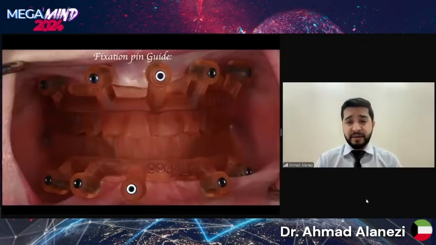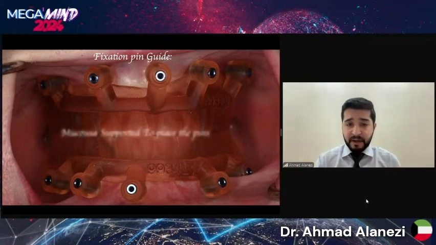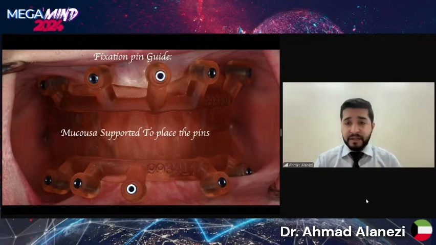So this is the fixation pin guide on the day of surgery. This is a mucosa-supported guide just to place our fixation pins. But we also have to realize that we need to replicate the occlusal scheme of the guide in the denture. It should be similar to the prosthesis that you are making, to the guide that you're making.